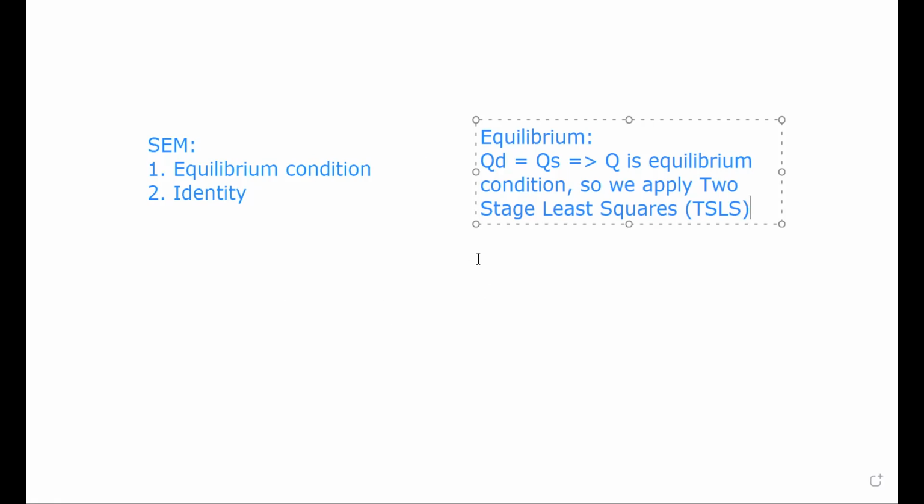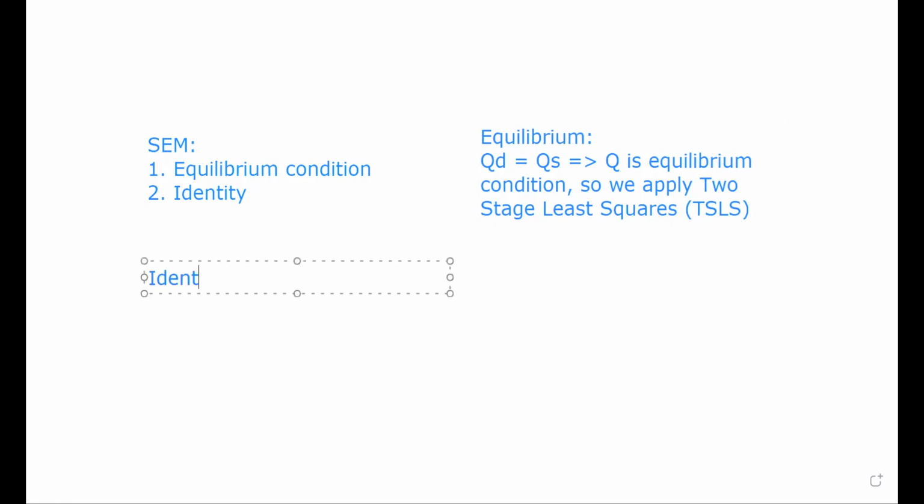Okay, and we also have identity here. Identity, for example, from the economy, GDP. GDP consists of consumption from households, investment from the private sector, government expenditure, export, and import. This is an identity condition. Another one is the equilibrium condition.